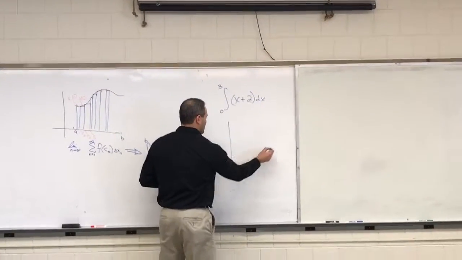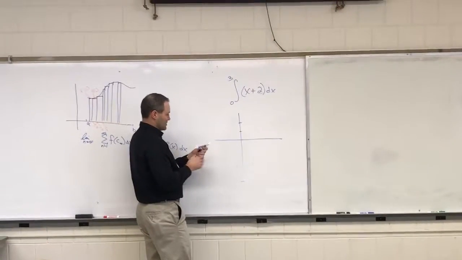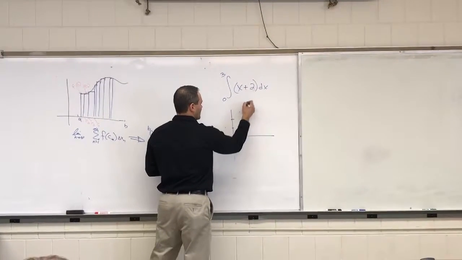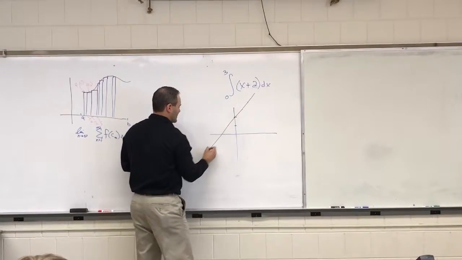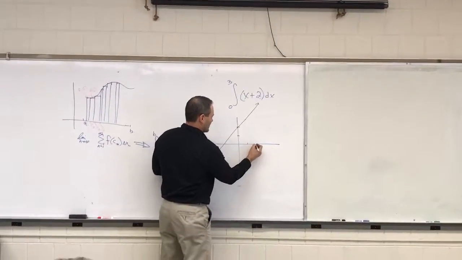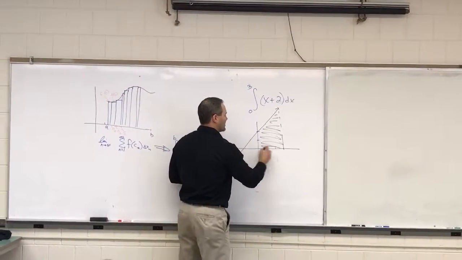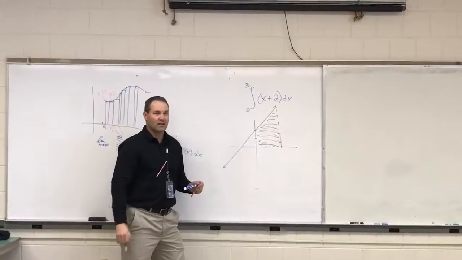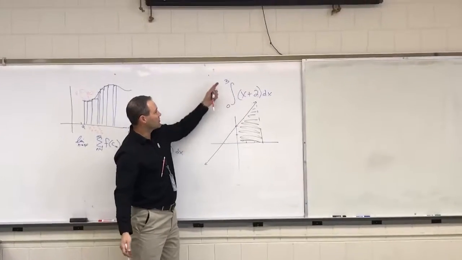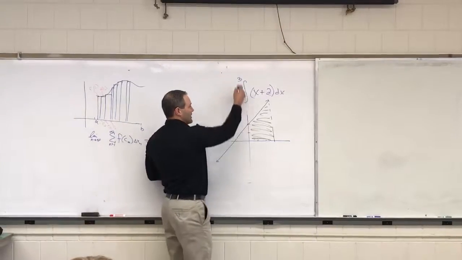So, x plus 2 looks like this line, and we're finding this area, because it's between 0 and 3, so we're finding that area. Okay, so we understand what we're doing? So the integral of x plus 2 from 0 to 3 is the area between the line and the x-axis between 0 and 3. That's your A and that's your B.